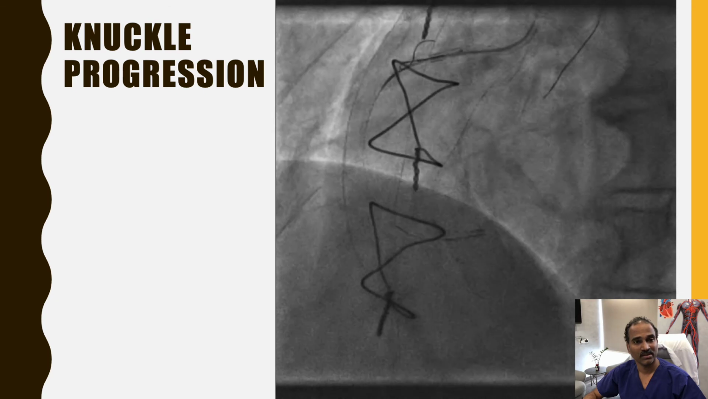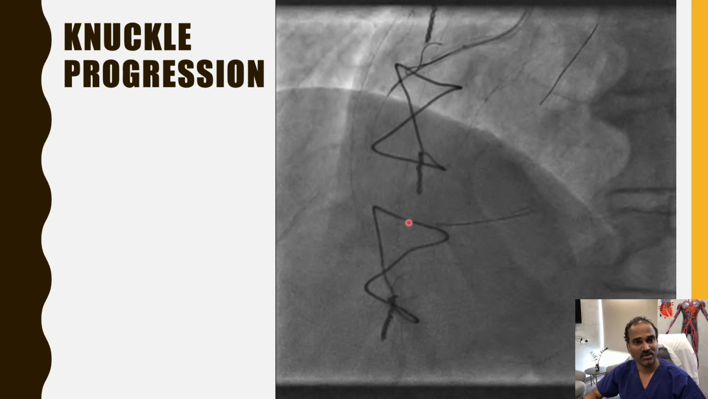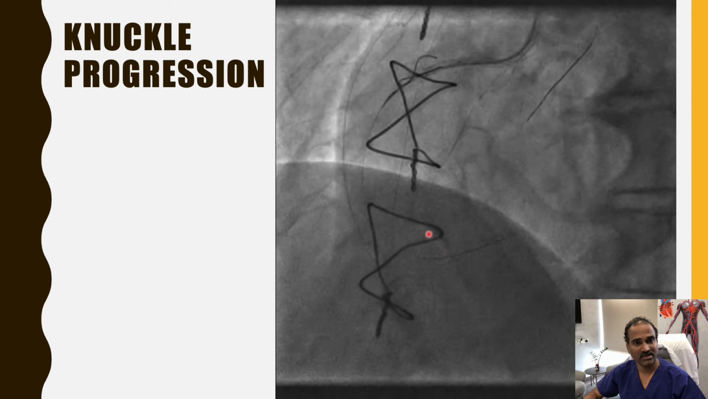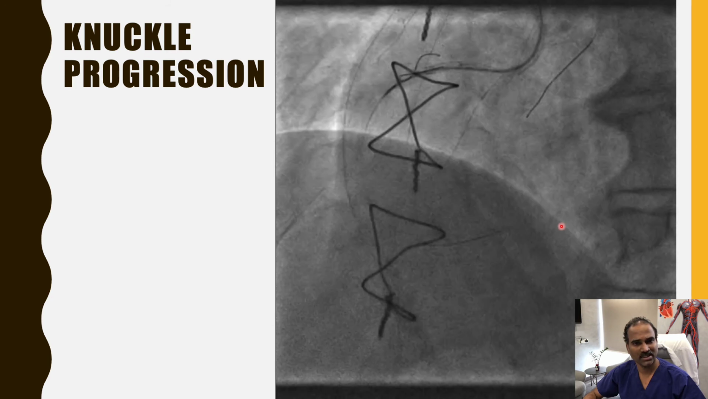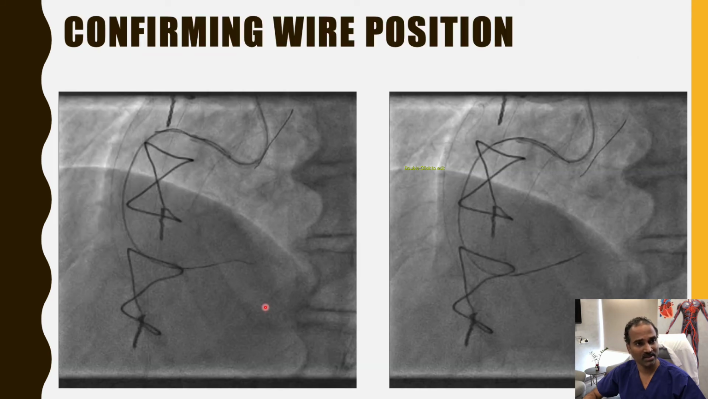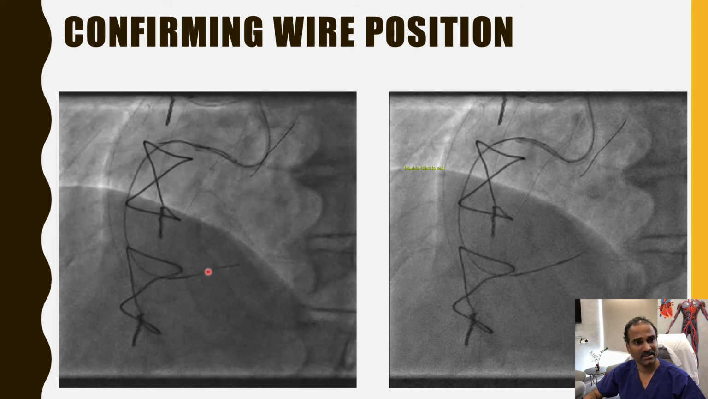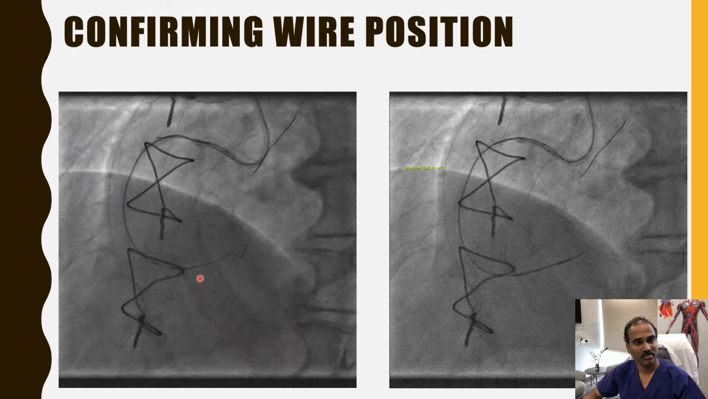After crossing the CTO, this is my reentry area, which I already planned, but the knuckle was just advancing without any resistance. That's when we realized probably it is within the true lumen. Then I pulled my wire out, advanced the microcatheter there, and then did a position check.